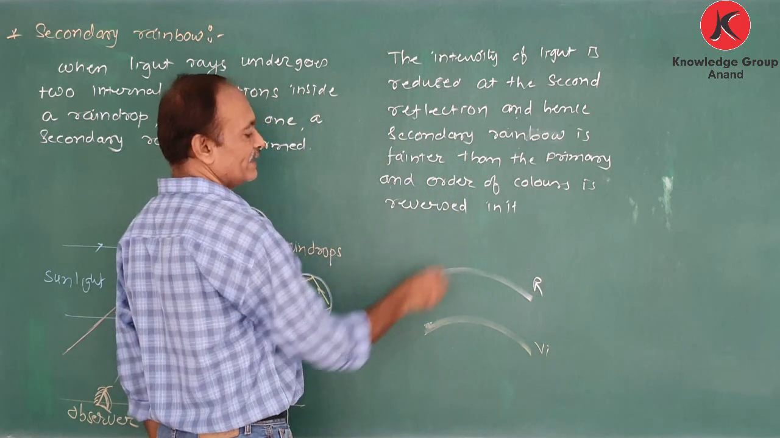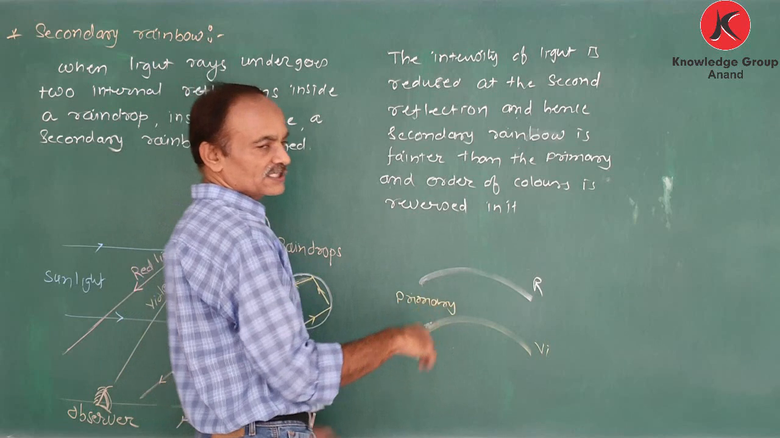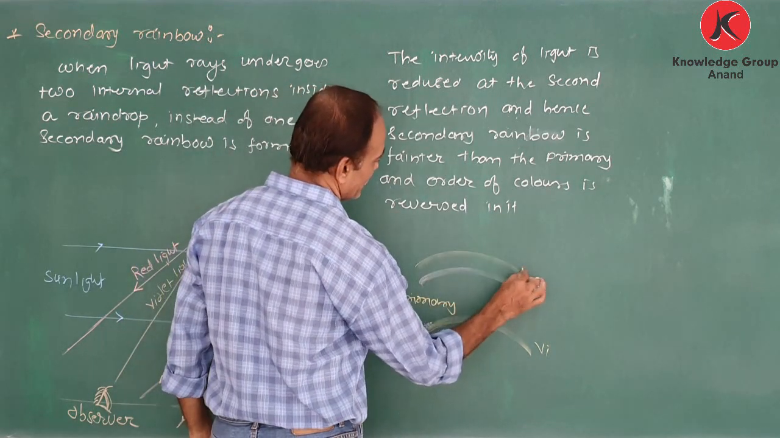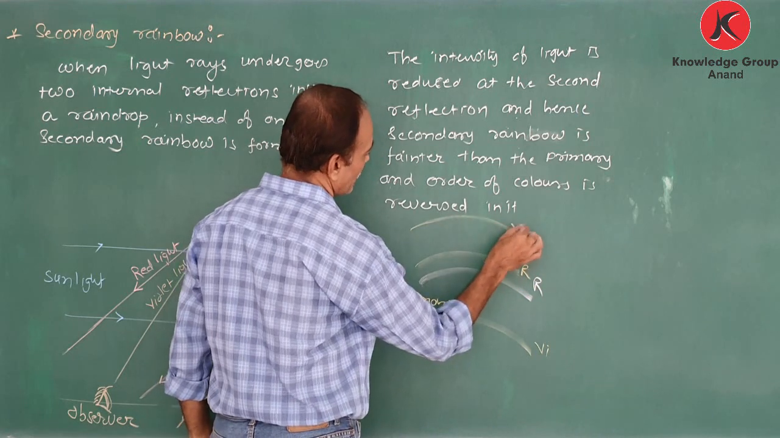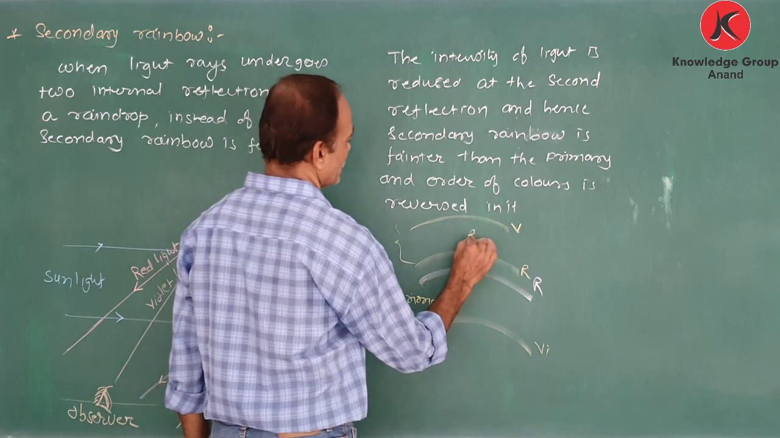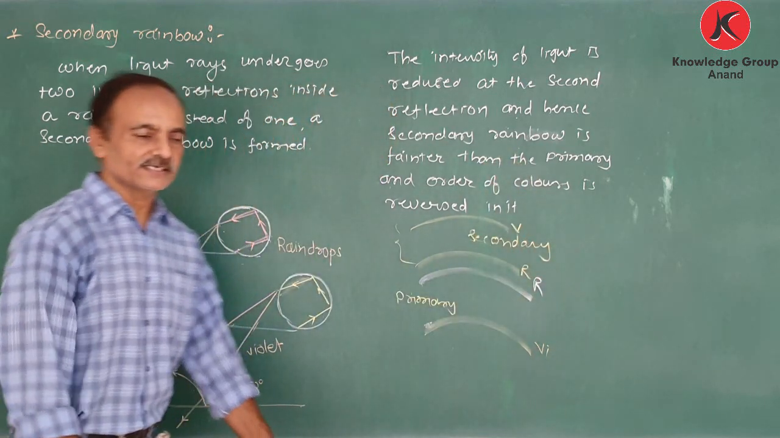That is for the primary. The secondary rainbow is formed just above the primary rainbow, this way. Here the red color is at the bottom and violet at the top. But here the intensity is less. That is the secondary rainbow.